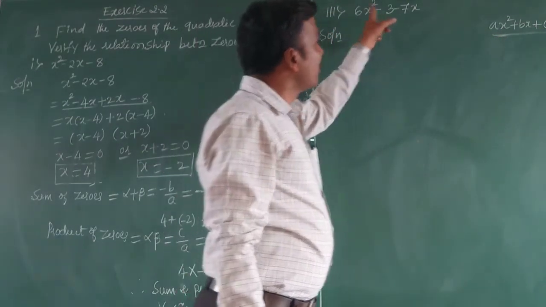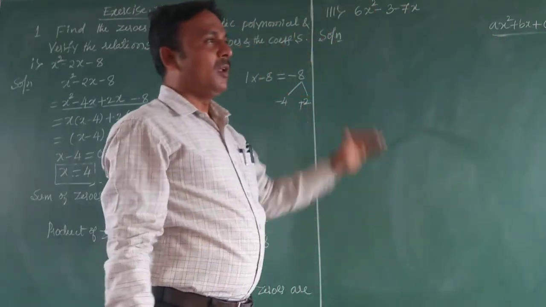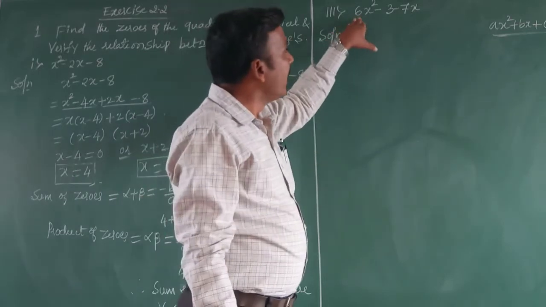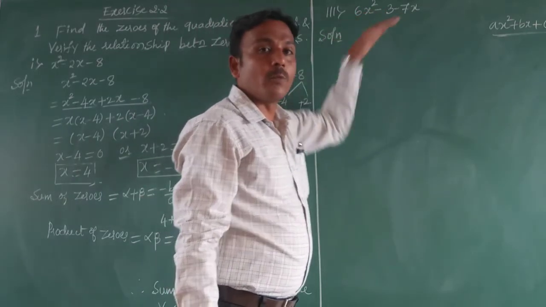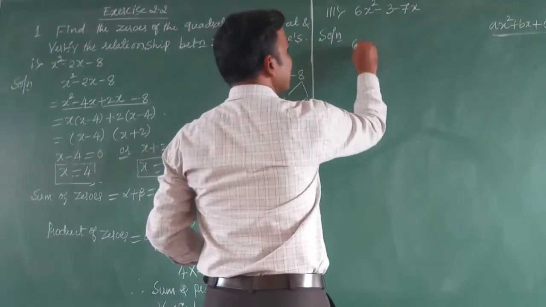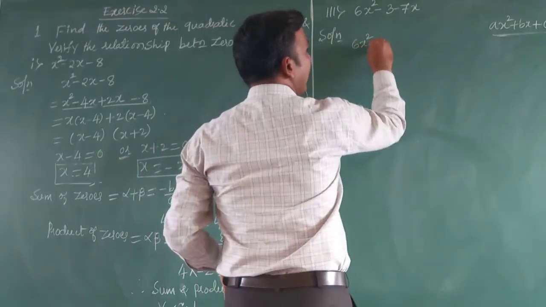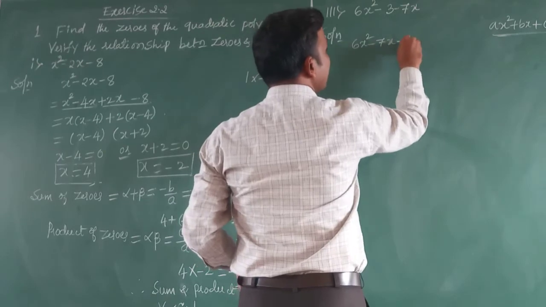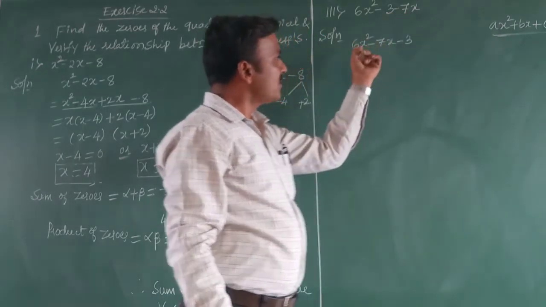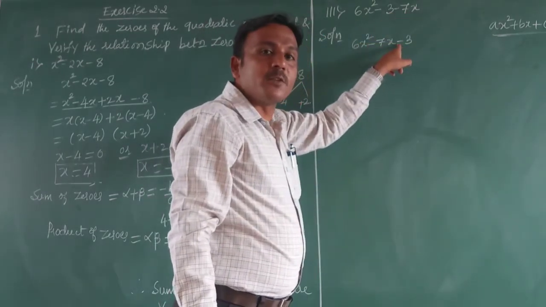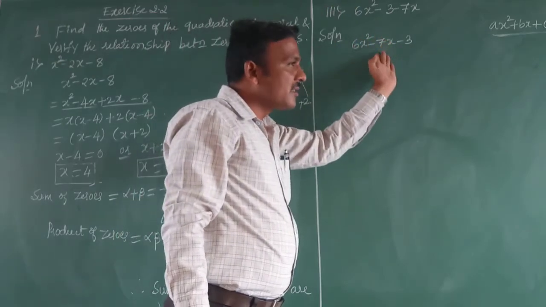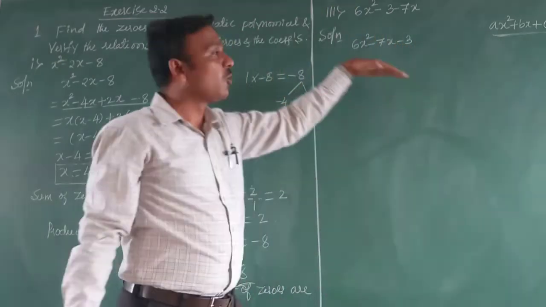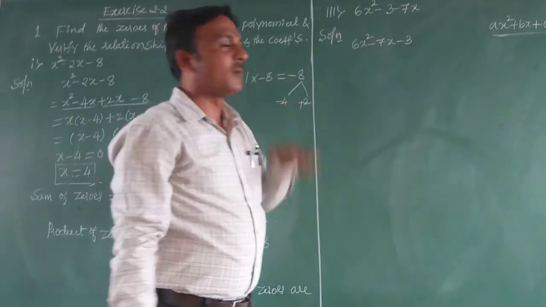But this is not in the general form of a quadratic polynomial. First step is we have to write this polynomial in the standard form of a quadratic polynomial. See, 6x square minus 7x minus 3. Just rearrange these two terms. It gives us the standard form of the quadratic polynomial. First always x square, next x, next the constant term should be there. Then only that is the standard form of the quadratic polynomial.